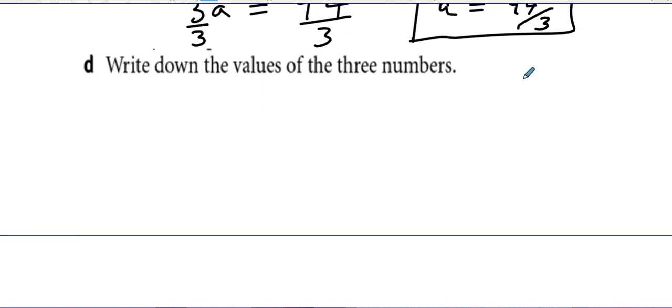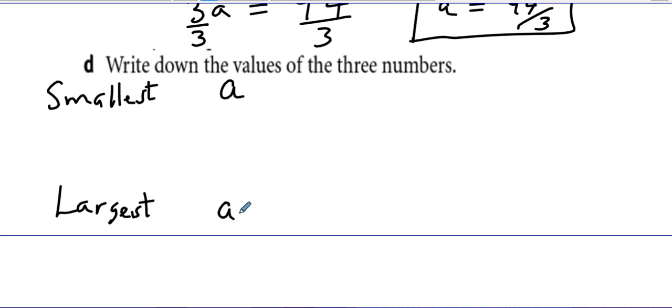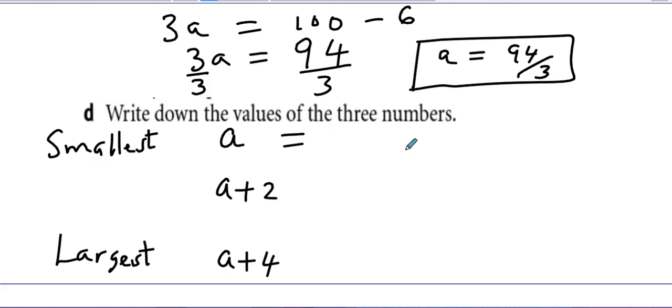Now write down the values of the three numbers. We have the smallest, which is a. We have the largest, which is a plus 4. So we have the second number, which is a plus 2. Now let us work out the value of a. The value of a, we got it, is 94 over 3. So you write 94 over 3. And the second number is a plus 2, but a is 94 over 3 plus 2.